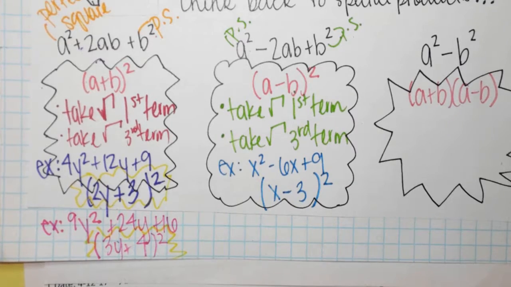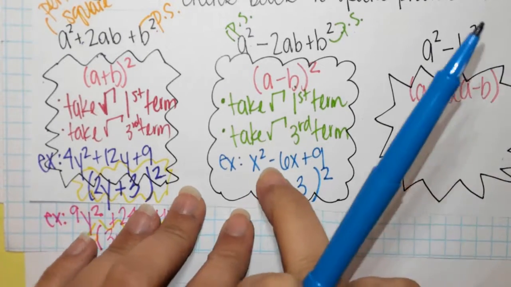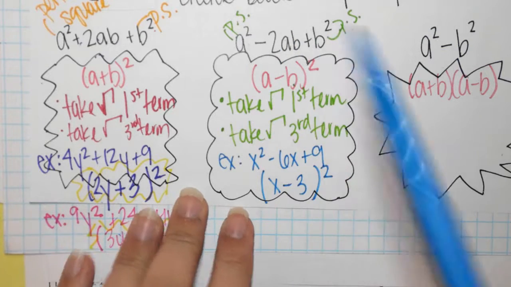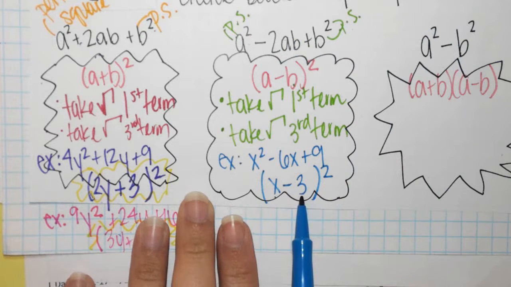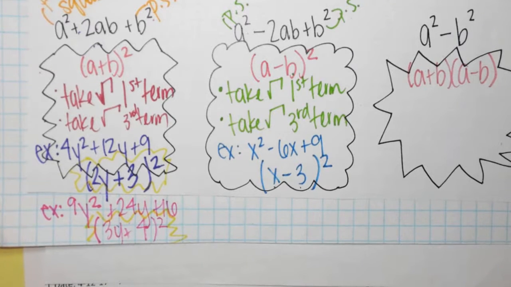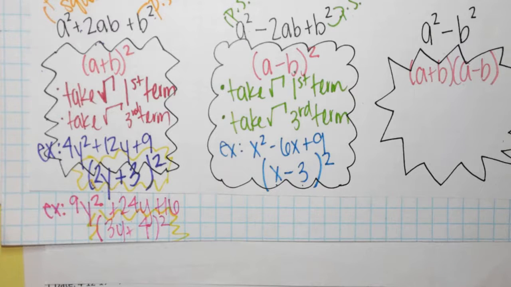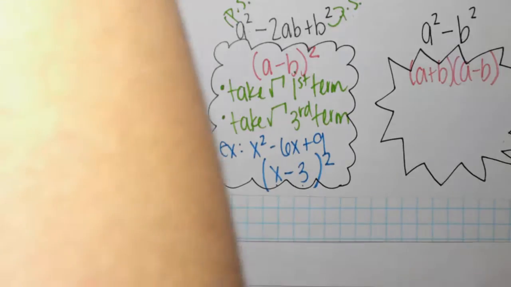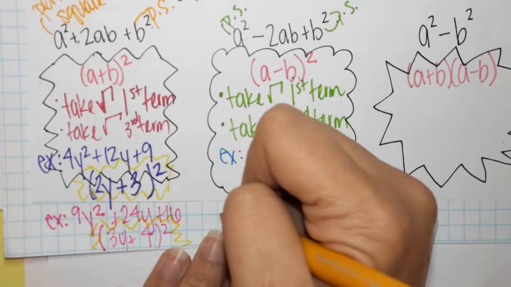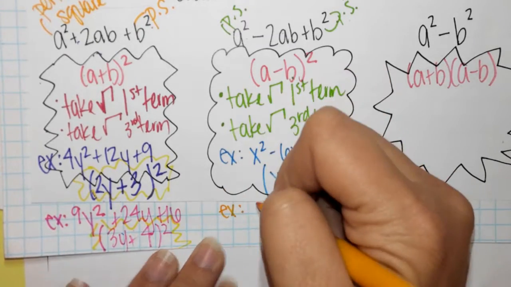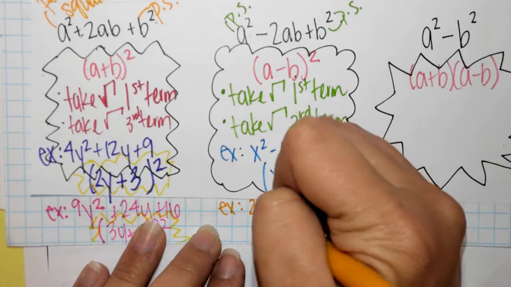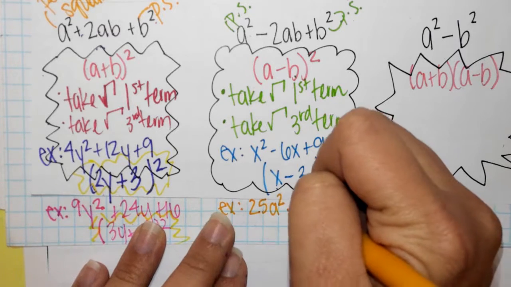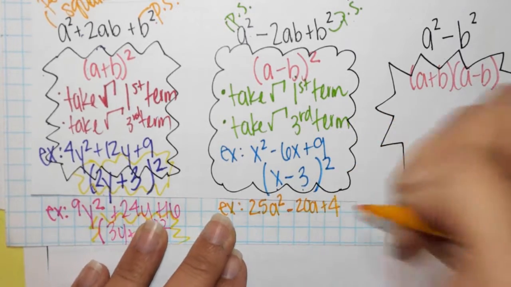Now let's check it to make sure. You always go back and check to make sure you get your middle number, which is 2ab. So you would do x times 3, which is? Times 2 is? And we did it right. That's all you do. Are you ready to try one without me? 25a squared minus 20a plus 4.